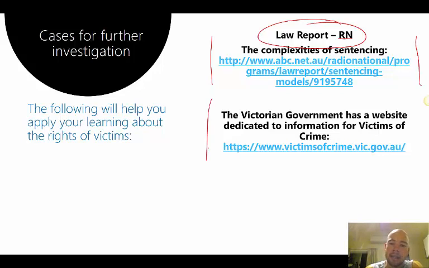The other one to look at is literally the Victorian Government's Victims of Crime website. It's a website dedicated to victims of crime. It has basically tab sections on what to do if you think you're a victim of crime, followed by what happens during an investigation, what happens at court, what happens after court. So you can just tick down those menus and gather some more information about how victims are helped and what rights they have in our criminal justice system.